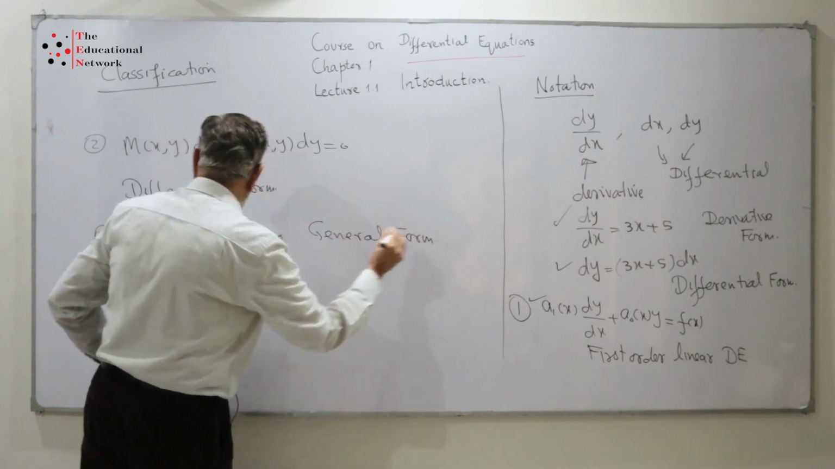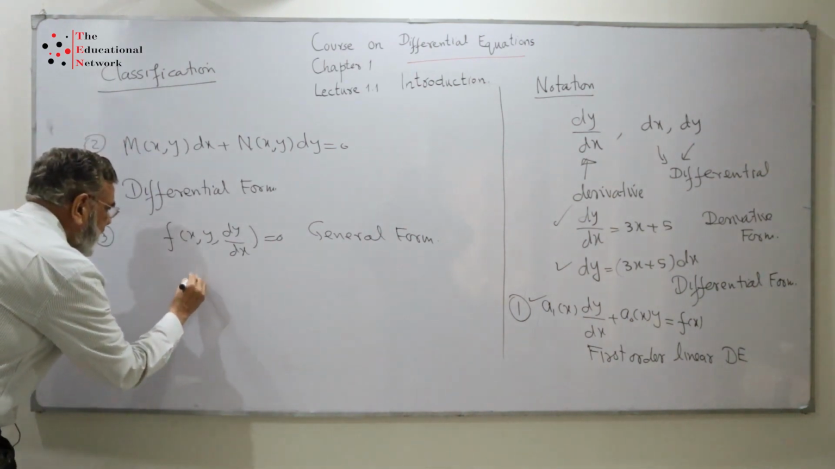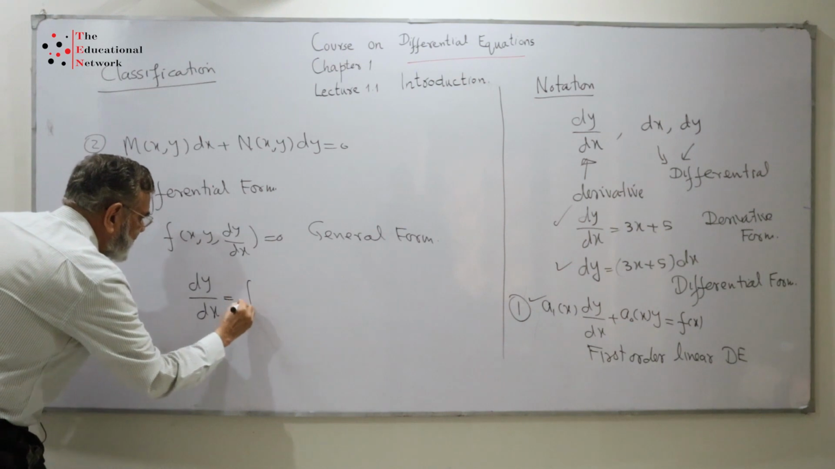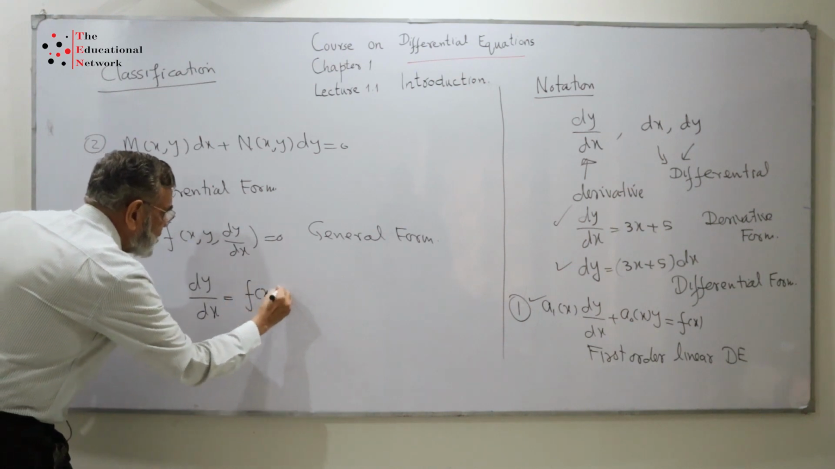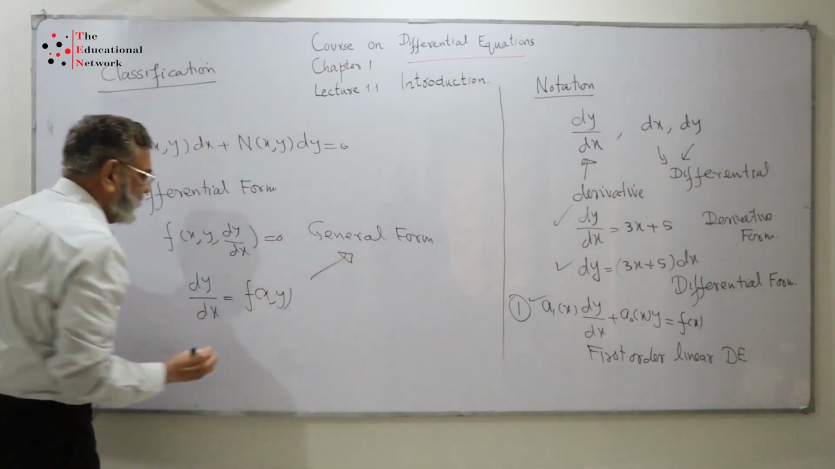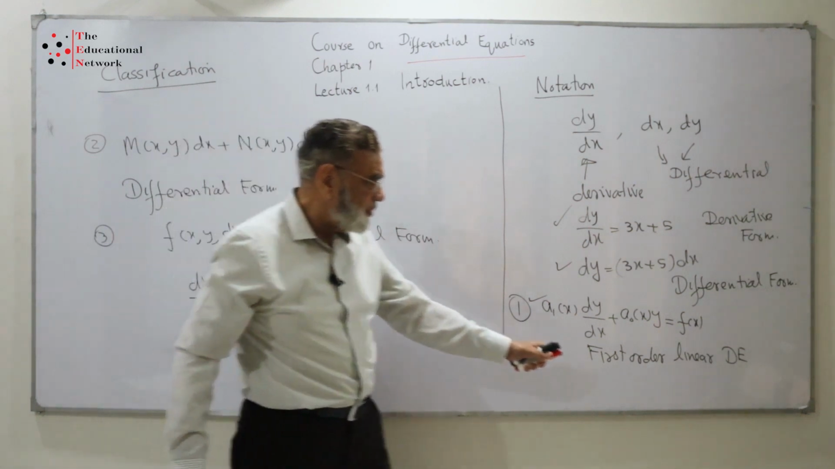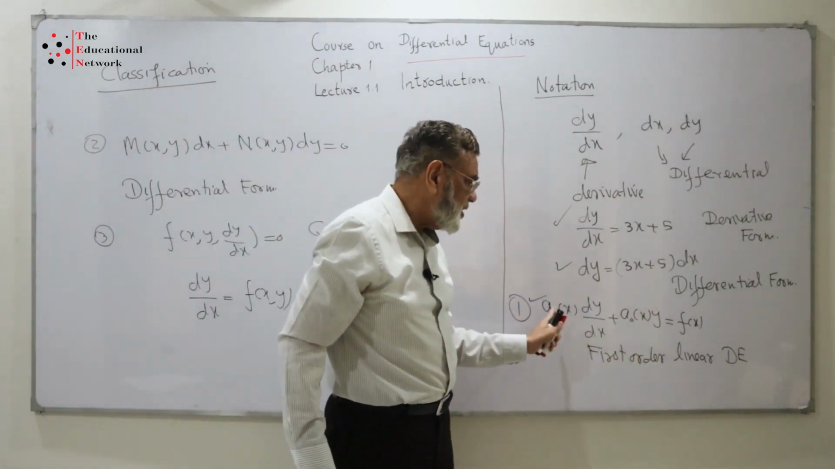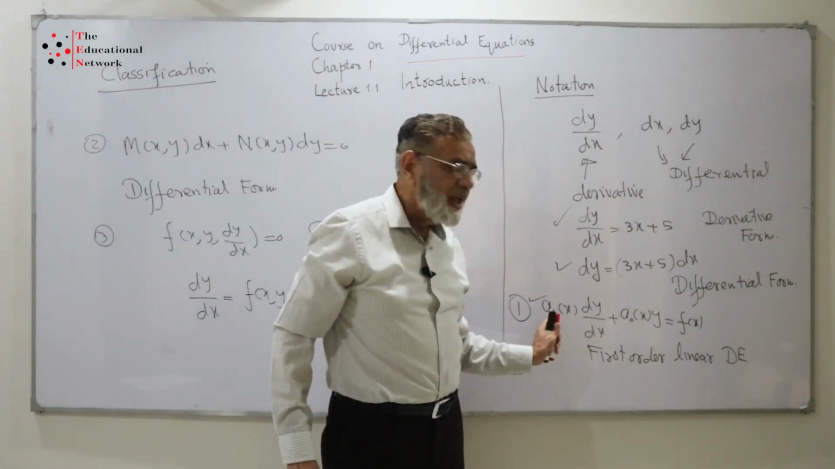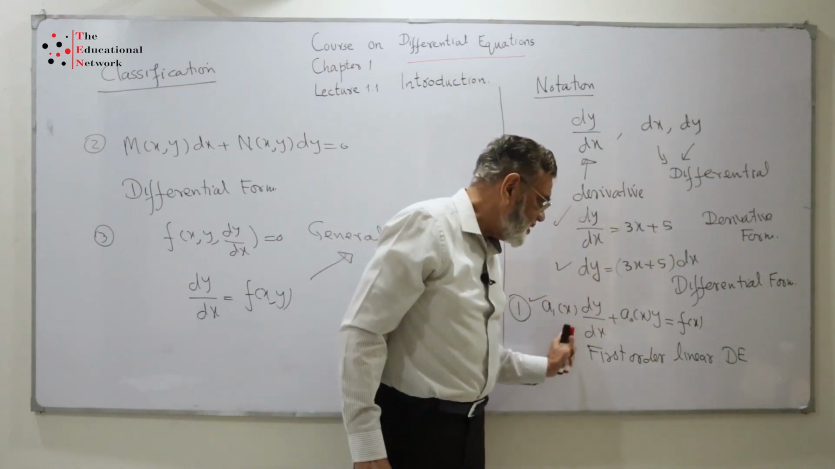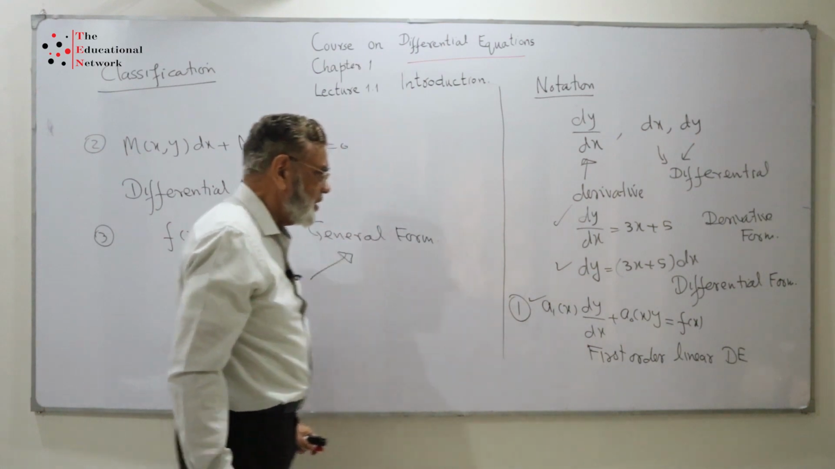Or we can write this as dy by dx equal to a function of x and y. This is also a general form of my differential equation. So these are the forms in which I can write my differential equation. I can write it as a first order linear differential equation because the coefficients are functions of x only. If any one of these coefficients is a function of y, it becomes nonlinear.